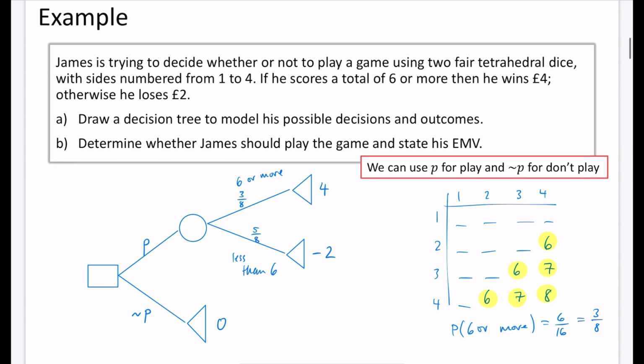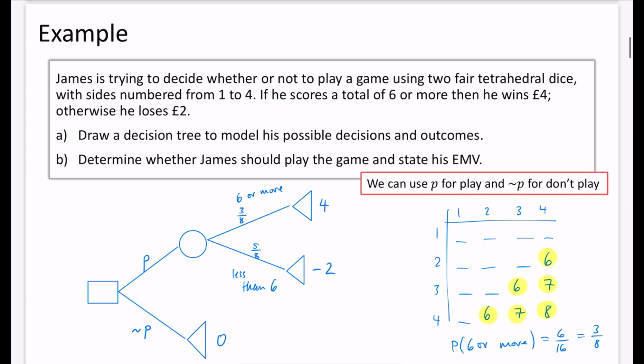And now I have drawn the decision tree with his possible decisions and outcomes that we've got at this point, but I'm going to want to keep going and try to figure out what he should do and how he's going to play this.